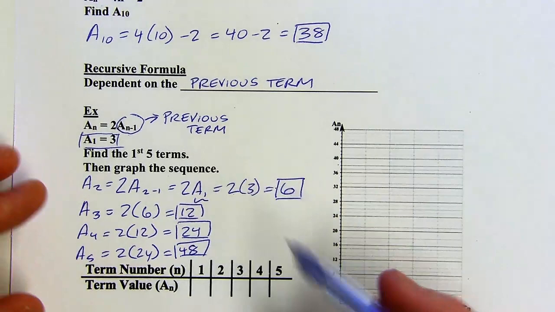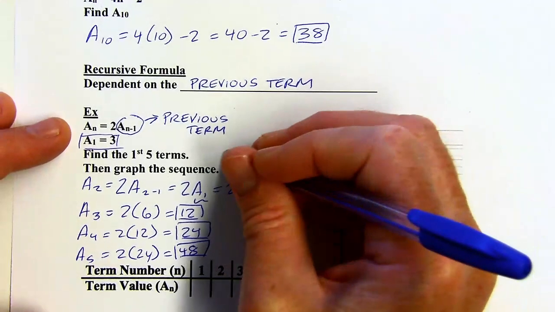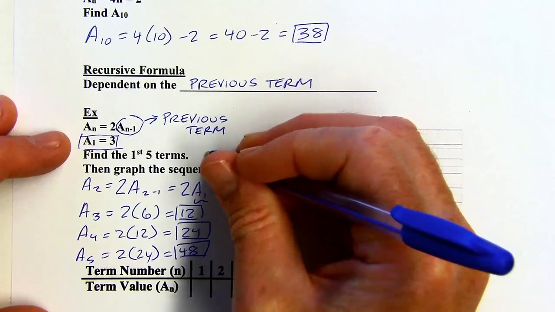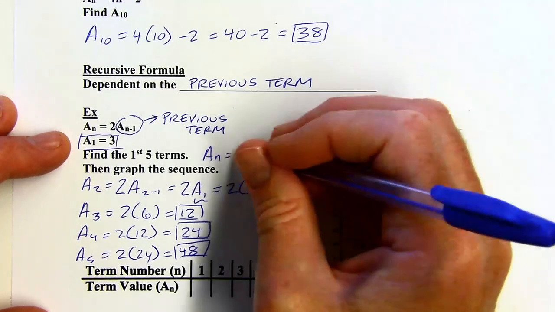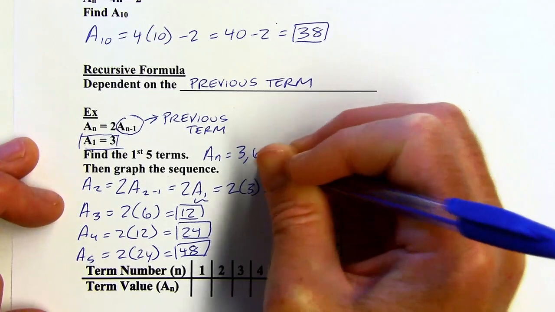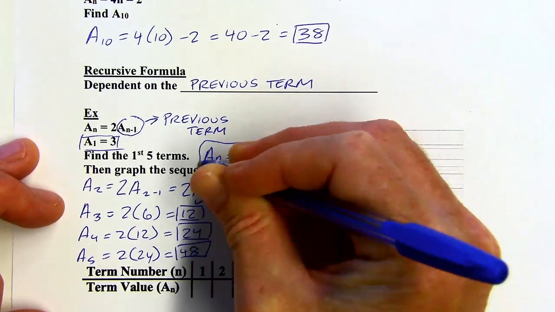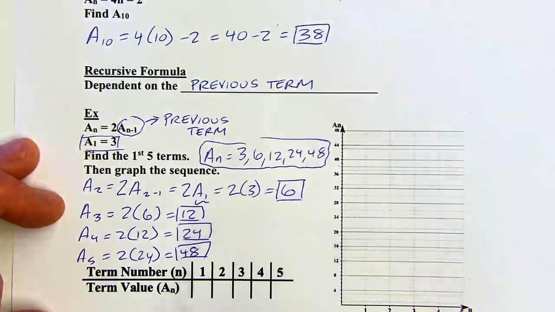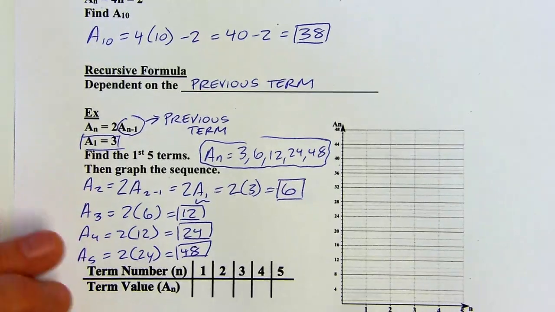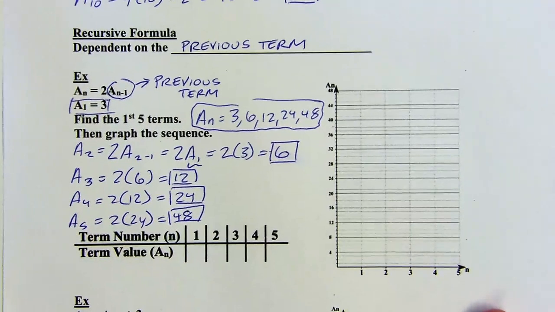Okay, and now I've got the first 5 terms, right? You could write them like this, or you could write them as a list in a sequence. I'll write them as a list as well. I've got 3 is my first term, 6, 12, 24, and 48. So you could write them that way if you like. Okay. All right, so now we're going to graph this recursive sequence here.